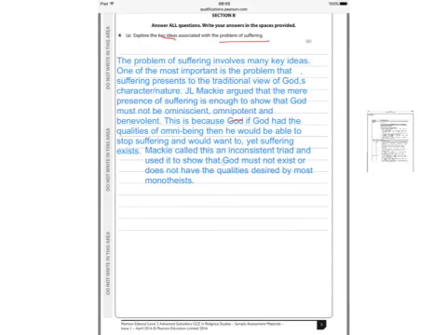And I've added a section there for clarification which says that Mackie called this an inconsistent triad and used it to show that God must not exist or does not have the qualities desired by most monotheists. And this, I'm very confident, would get the first 4 marks that we're aiming for here.